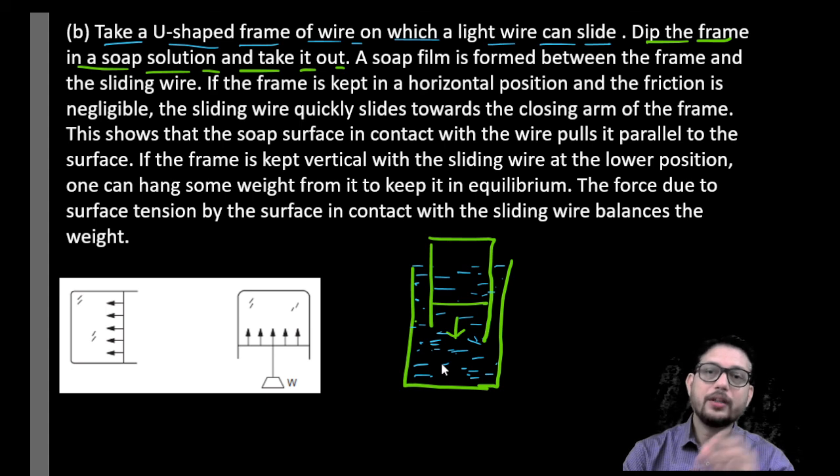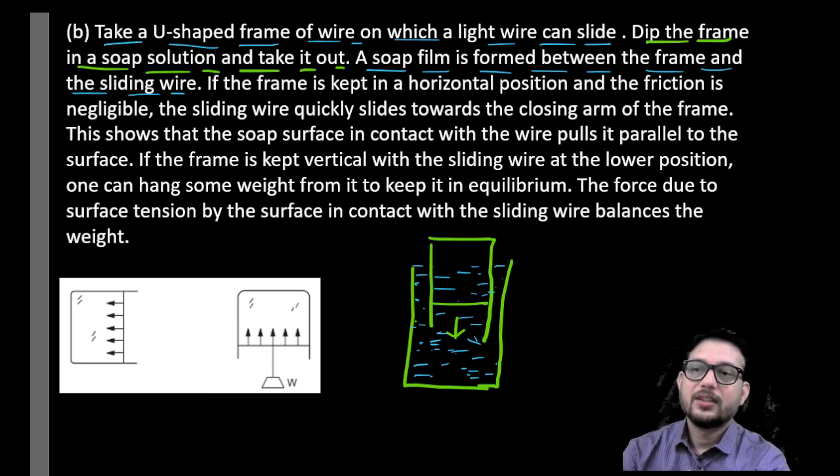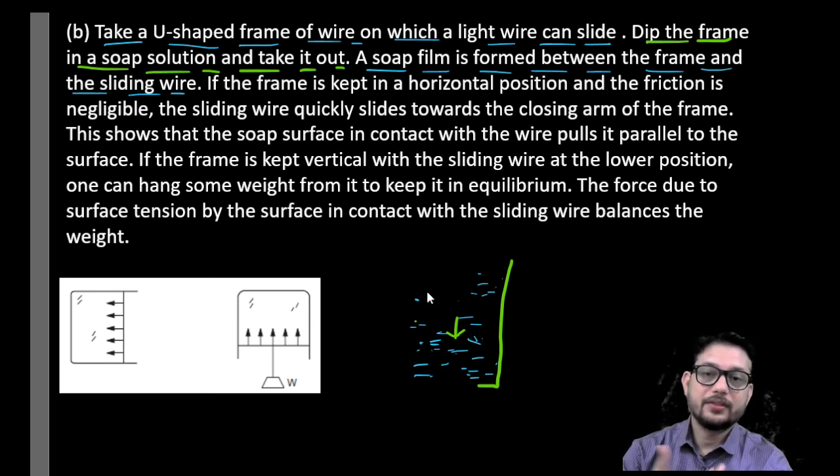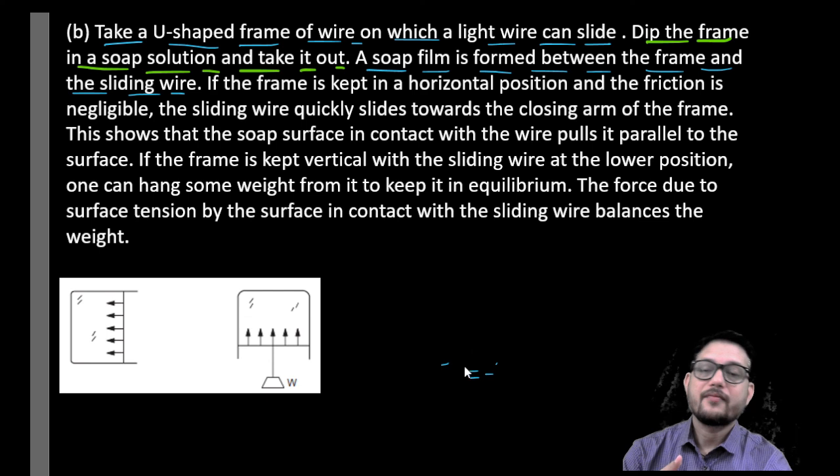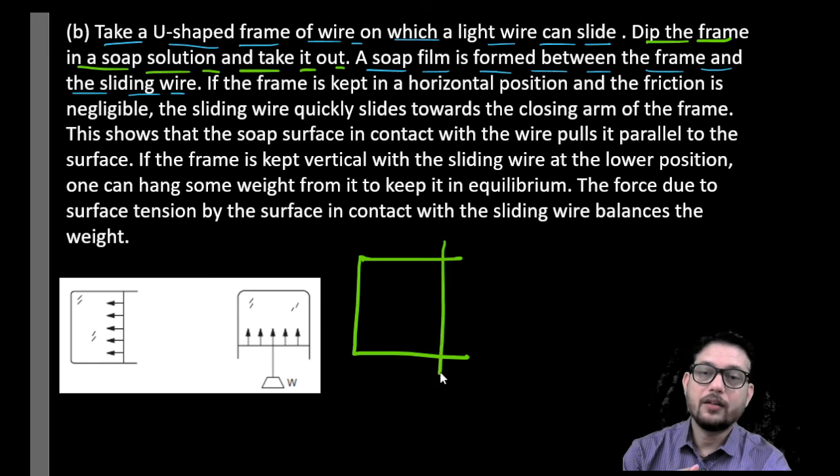Now what do we have to do? We have to pull it back. Now a soap film is formed between the frame and the sliding wire. Means when we see finally after taking it out, we find that we have a thin film, a film made of soap. Like this way we can say, if this is your frame and this is your sliding wire over it, then you can see a film, a very light film, a very thin film, like this way.